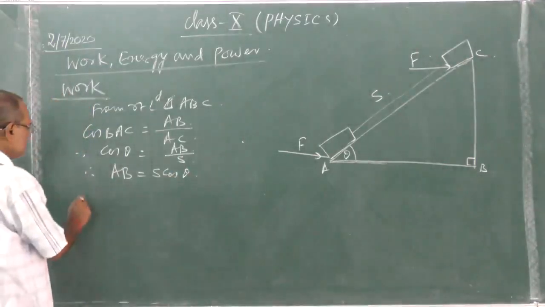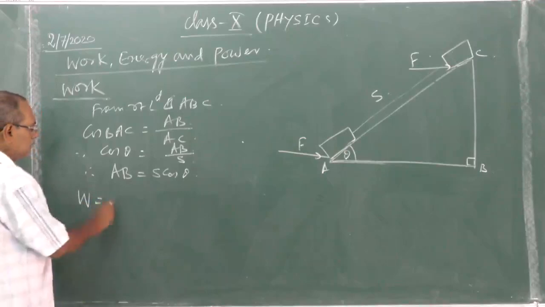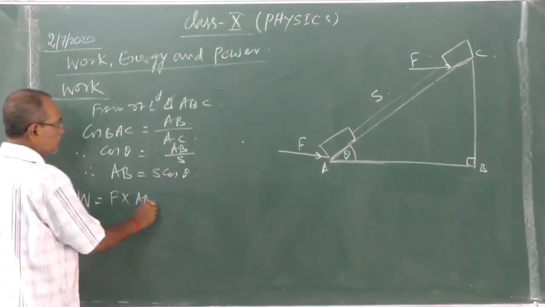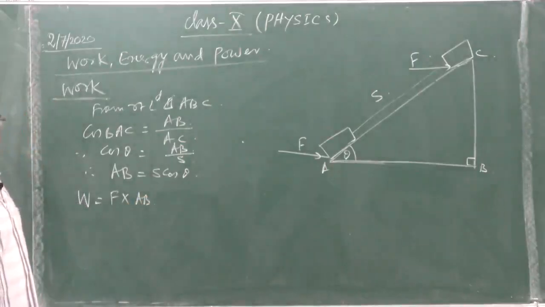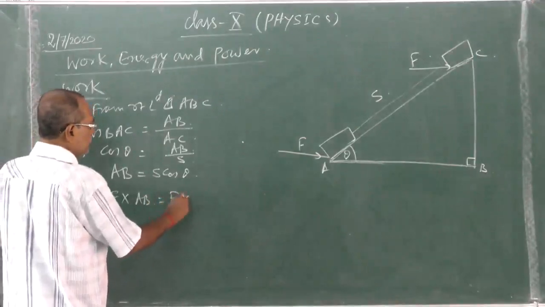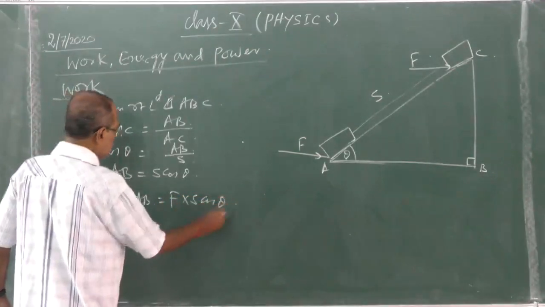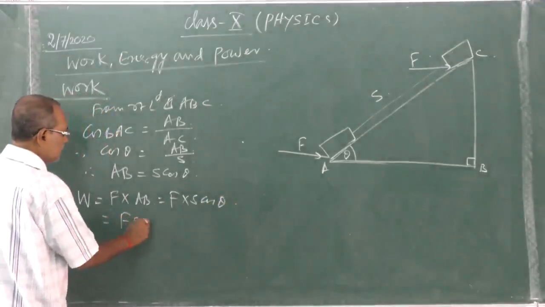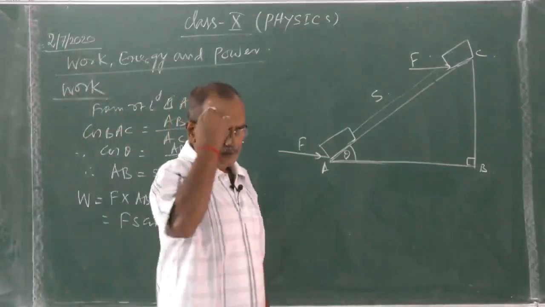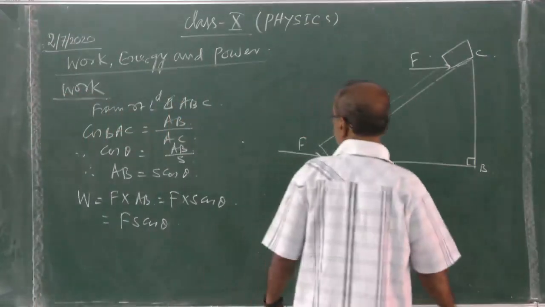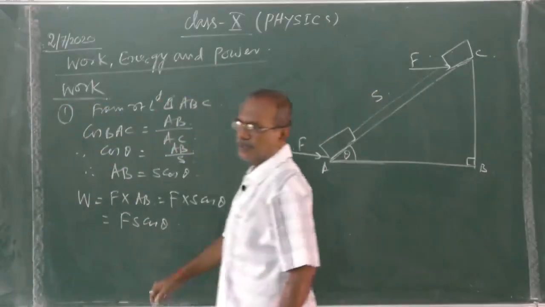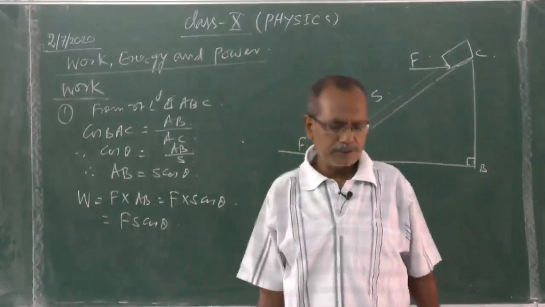So therefore work done on the body is equal to F into the displacement along the force. So this will be F into S cos theta. Simply we can also write F S cos theta. This is the first case, finding the component of displacement.